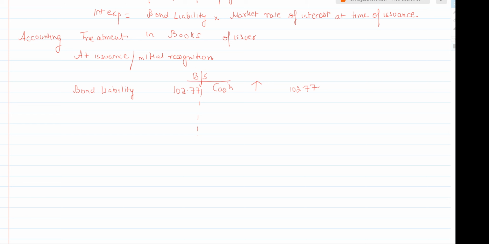Right? So at initial recognition, both the liability and asset side would increase by 102.77, which is nothing but my issue price. Guys, can we understand this, please? Any doubts? We book our bond liability of 100 to 102.77, and we increase our cash balance by 102.77, because when we issue bonds, we would receive 102.77 from my investors, right? I would receive the issue price, which is nothing but 102.77.